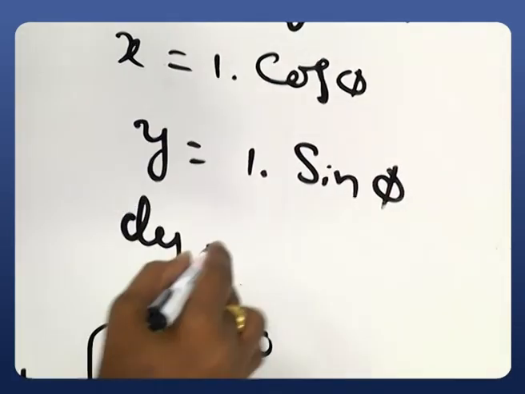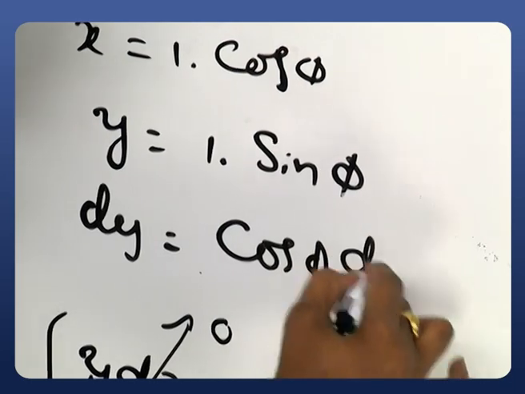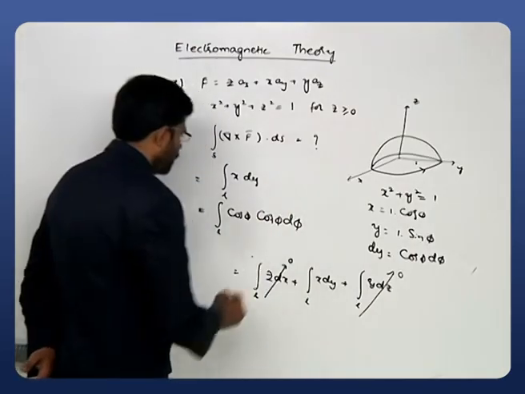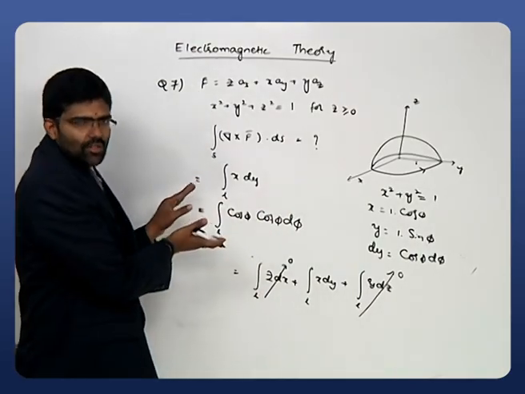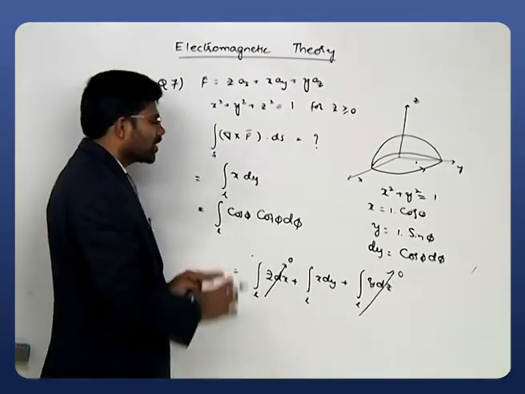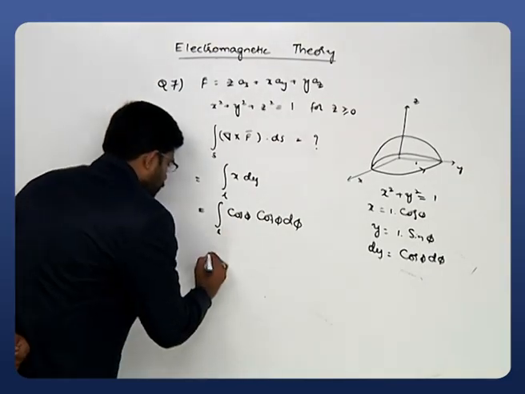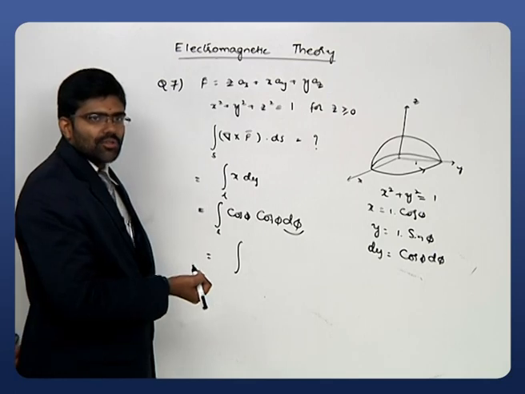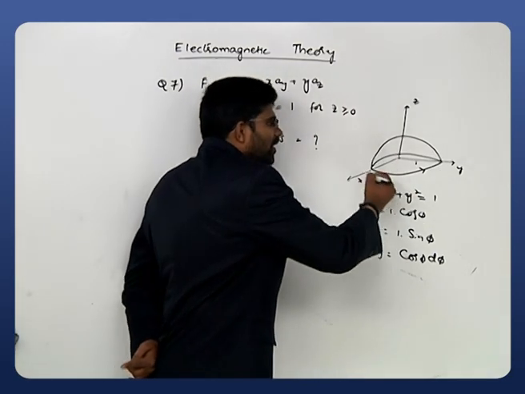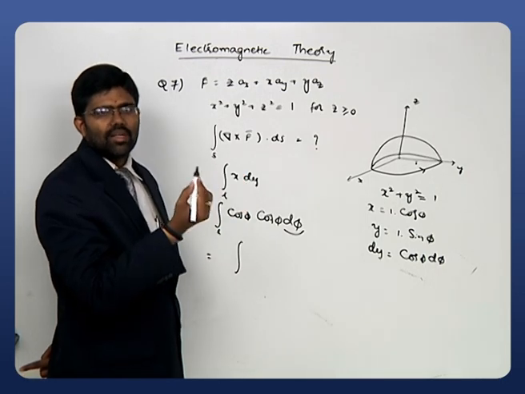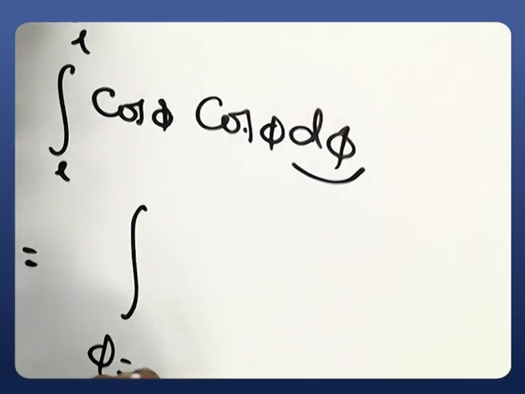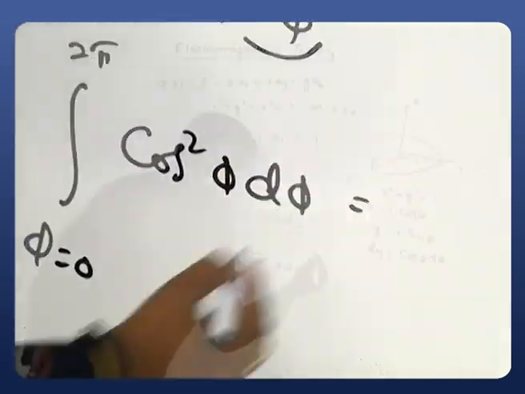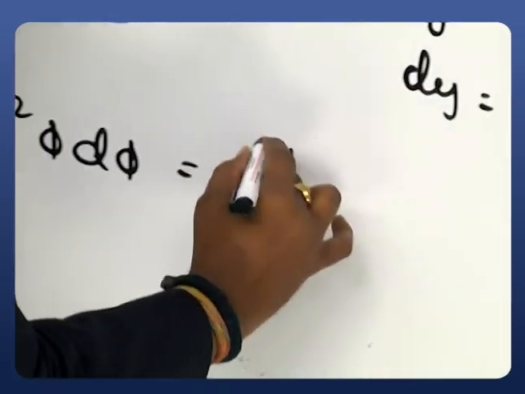dy is equal to cos phi d phi. Substituting here, the entire expression is simplified. We get the line integral of cos phi times cos phi, which is cos square phi d phi. Now I will substitute the limits. We are integrating with respect to phi. For the closed line, the entire circle, phi is taken from 0 to 2 pi of cos square phi d phi. Directly we have a relation for this one. The answer we get is pi.